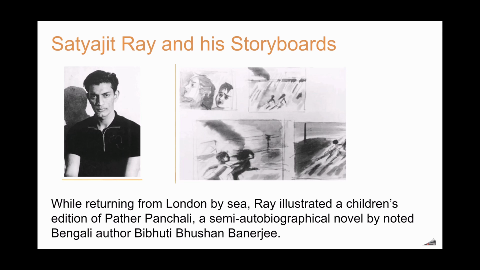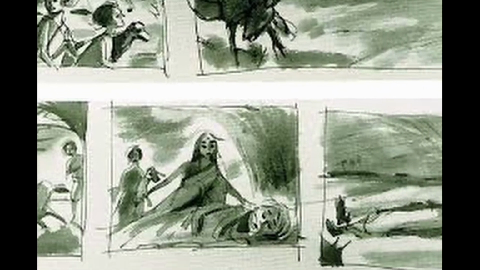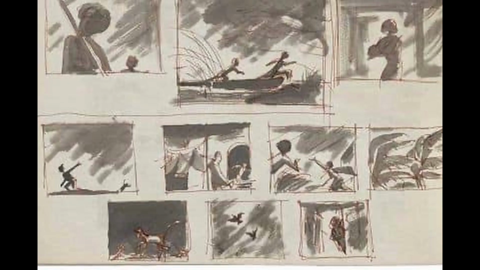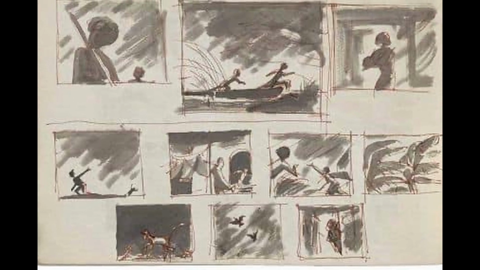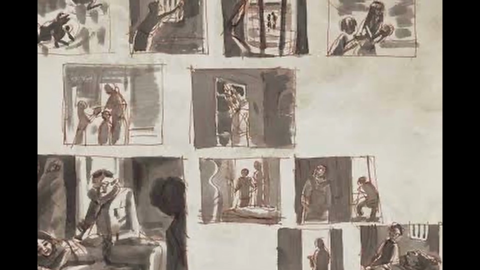Satyajit Ray, the renowned Indian filmmaker, was known for his meticulous planning and attention to detail. He used storyboarding as an essential tool in his filmmaking process, and his approach to storyboarding was unique in that he documented every aspect of his films, from dialogue and camera movements to set design and costume choices.